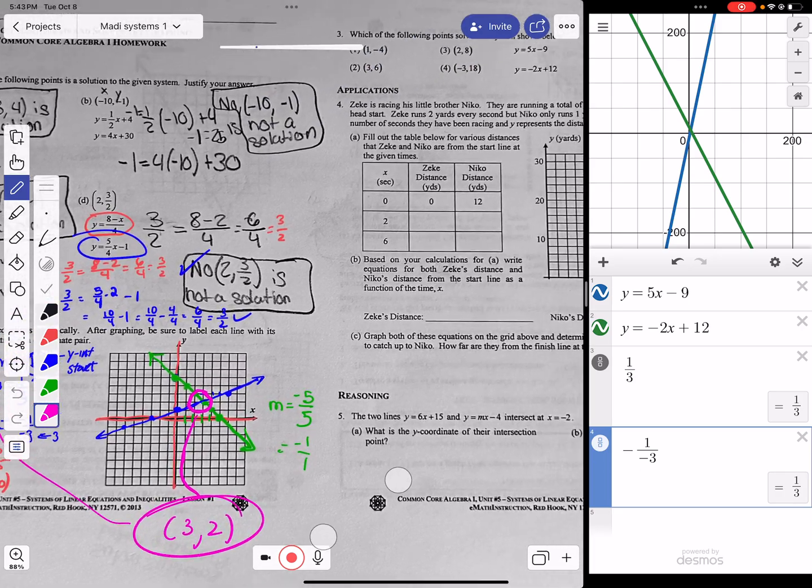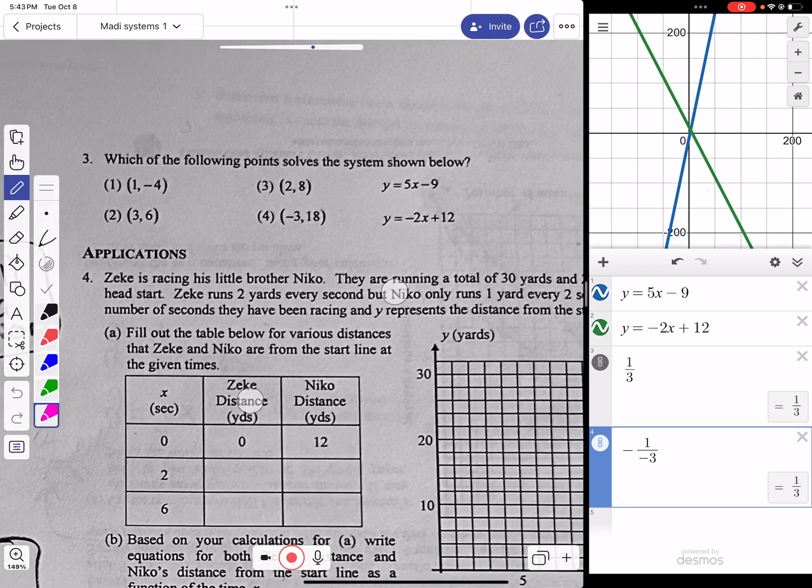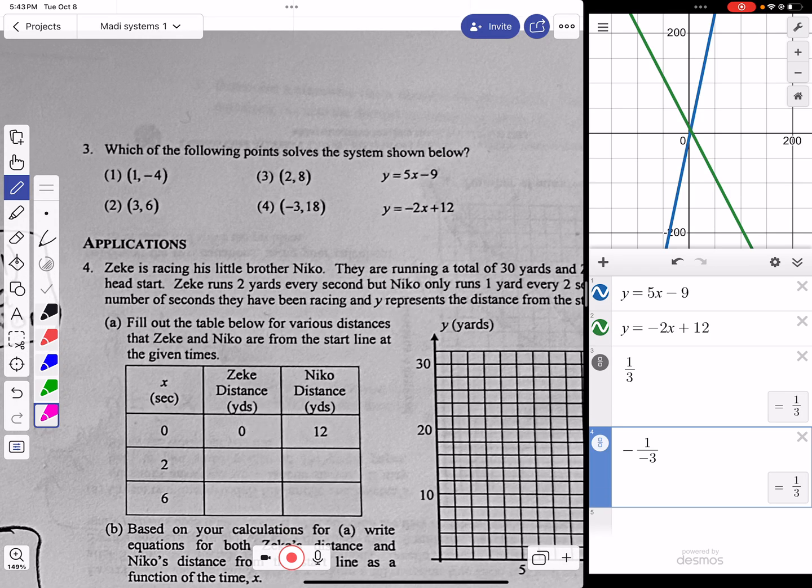All righty. Now, for number 3, I'm not sure how he wants you to solve this guy. So maybe you're supposed to test each of these points just like you did in problem number 1 until you find a pair that works. But I took a little inspiration from the previous problem where we graphed it by hand. And I said, hey, I'll just take these two equations.